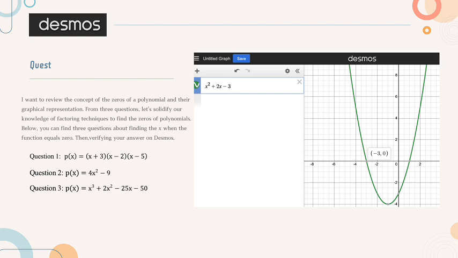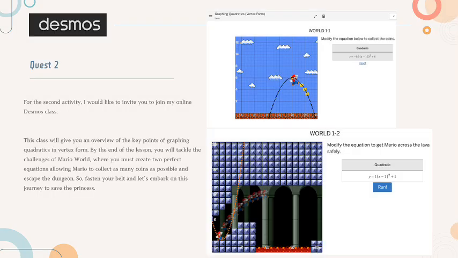The purpose of this quest is not only for students to consolidate their knowledge of finding zeros of a polynomial, they can also play and get familiar with this platform so they can achieve bigger for the final project I will introduce later. For quest number 2, I found some very interesting lessons on Desmos Classroom.